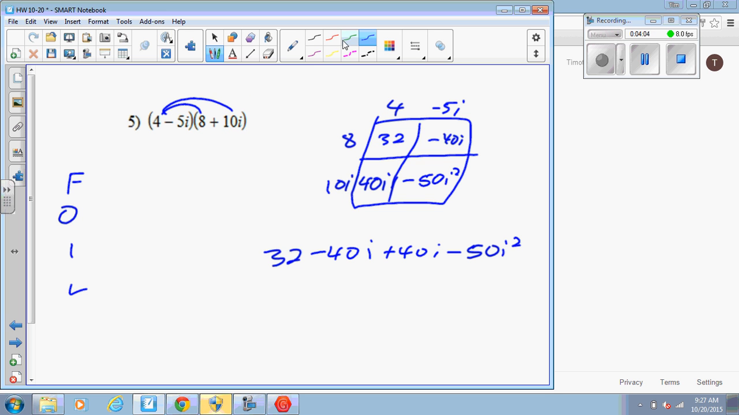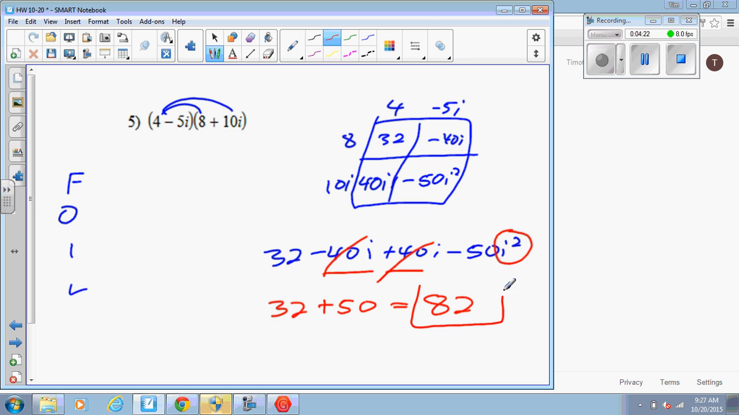Now what's nice about this one is these guys are going to cancel. 40i minus 40i cancel. So I have 32, and then i squared is just negative 1, so that's going to be plus 50. So 32 plus 50 is 82, and that would be the result of that. So this whole thing here, when I multiply it out, I get exactly 82.